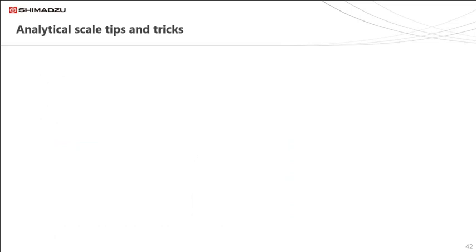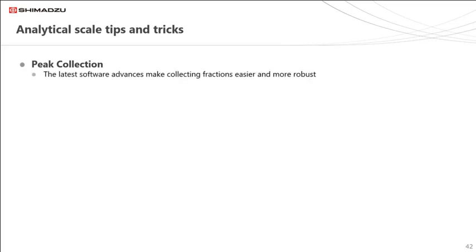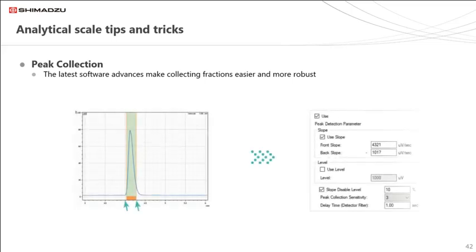To make the process of setting up collection easier, software simulation allows the opening of an optimized analytical run. Click on the peak where you want to start collecting and drag to the point at which you want to stop. The slope values are then stored in the method, ready for running.